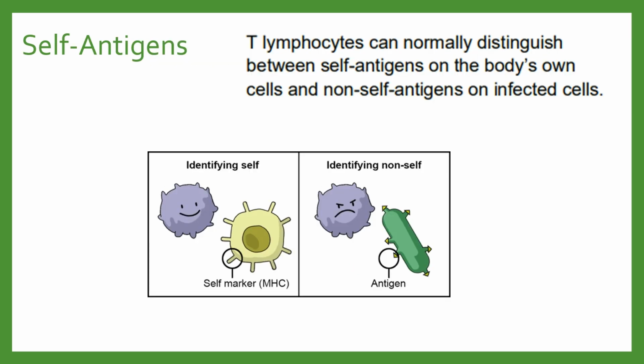Because we're destroying our own cells in this case, it's really key that the T lymphocytes can normally distinguish between our self-antigens, so recognise our own body cells that are not infected and thus leave them alone, and then recognise the non-self antigens when we do have a pathogen inside of the body cells. So we need this distinction, what to kill, what to leave alone.